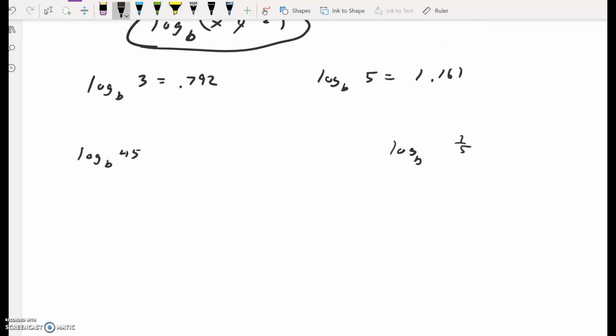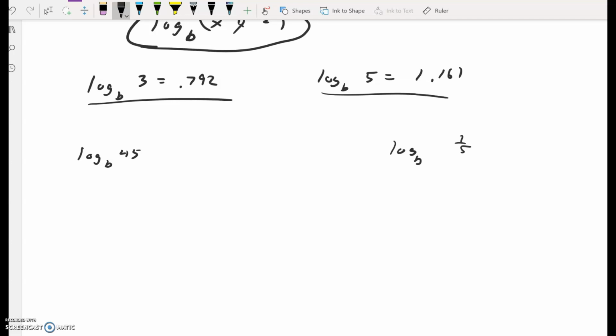Here we're given some information about a certain base b, that the logarithm base b of 3 is approximately 0.792, and the logarithm base b of the number 5 is about 1.161. The idea here is not to find b. The idea here is to use this information to calculate each of these, and so let's give it a try.